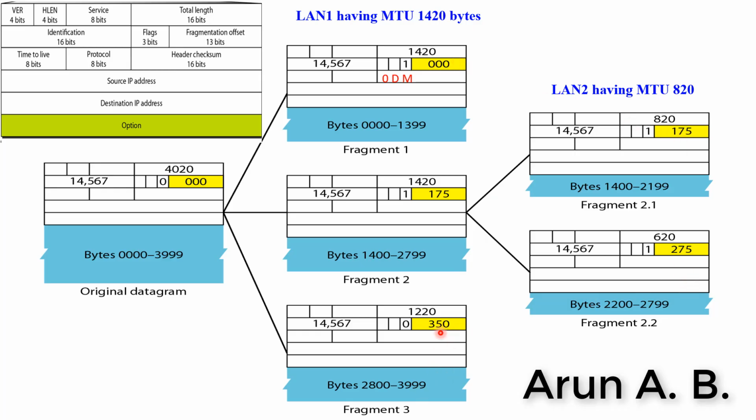Even though they come out of order, referring to these offset values, we rearrange them in serial order. That will create the same data back. And as I said previously, this identification number is the same for all of them, because it indicates that all these packets belong to the same big packet. Okay, thank you.